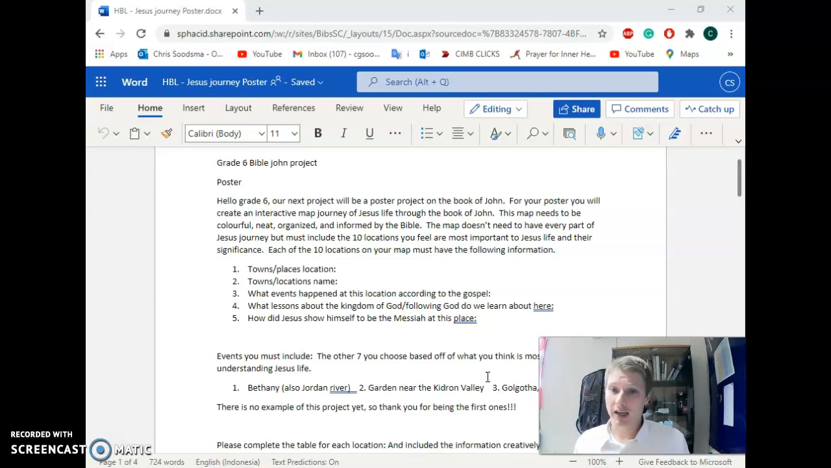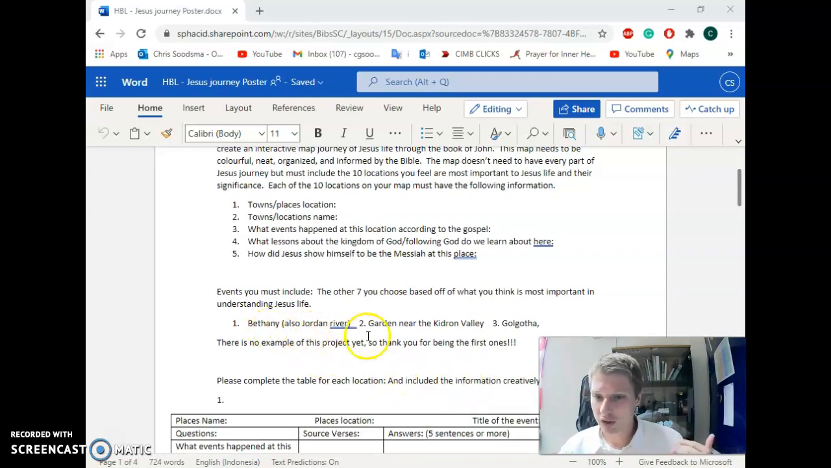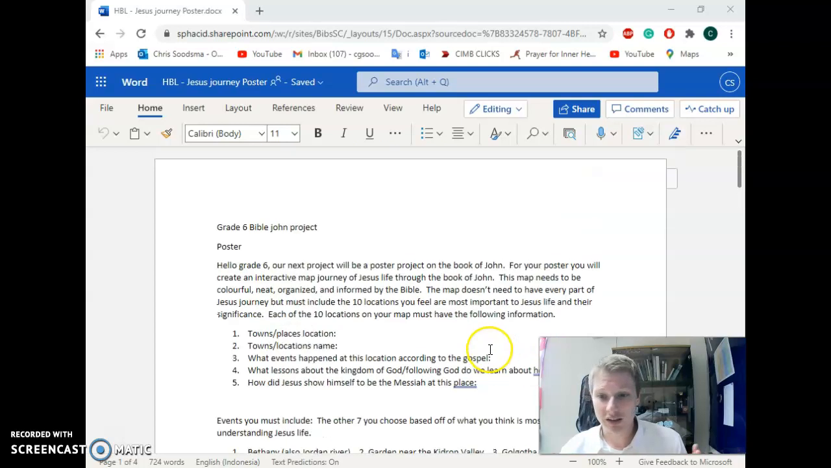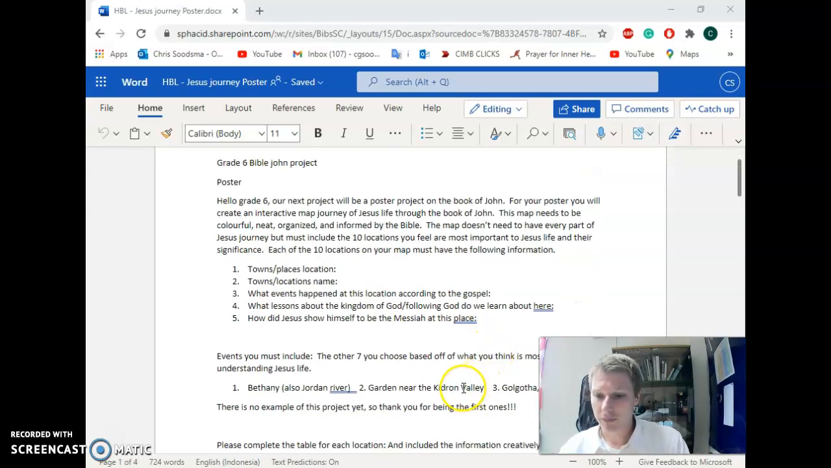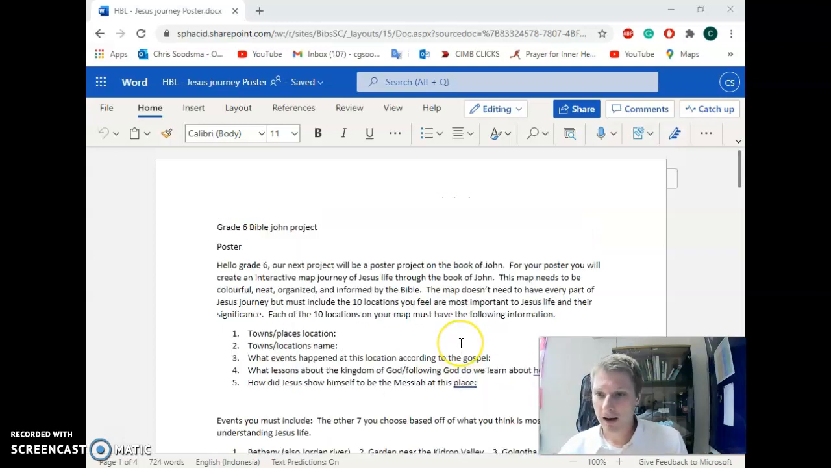However, you need to choose the 10 locations, except for, I think I chose 3 for you. Bethany, also known as the Jordan River, the garden near the Kidron Valley, and Golgotha, the hill where Jesus was dying, or the valley, Gethsemane.